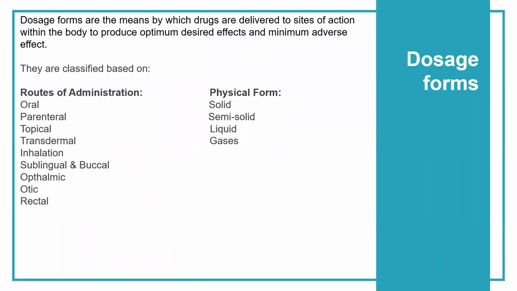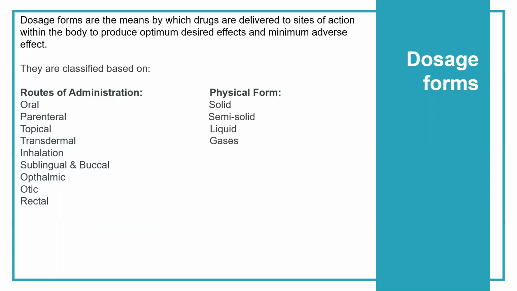So the term dosage form, what is it? If it's seen, it's a very professional way of saying a pharmaceutical preparation. So dosage form is a pharmaceutical preparation actually. It's a product that is designed for administration to the body for the diagnosis or treatment of a disease. So it is delivered to the site of action within the body to produce the optimum desired effect and minimum adverse effects. Adverse effects are the side effects or the wrong effects, the undesired effects, you can say.